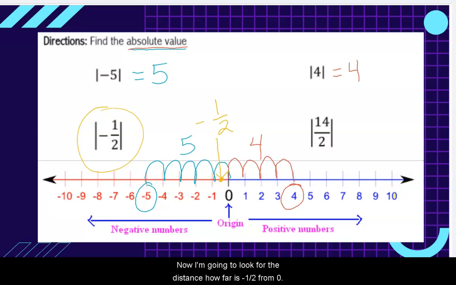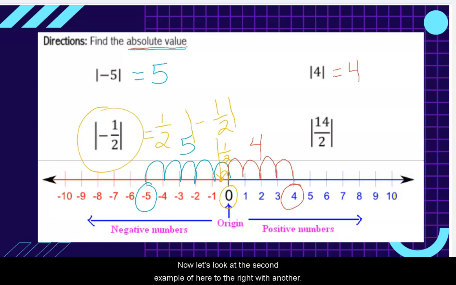Now I'm going to look for the distance. How far is -1/2 from 0? You can see that it's not quite a hop. It's only half of a hop. So the distance between, or the absolute value of -1/2 would be the distance it is from 0, and that would be 1/2 of a hop. So again, this is going to be a positive number, which is 1/2.